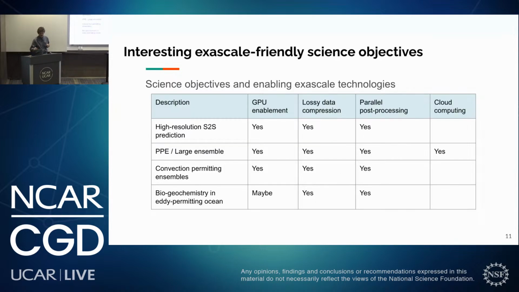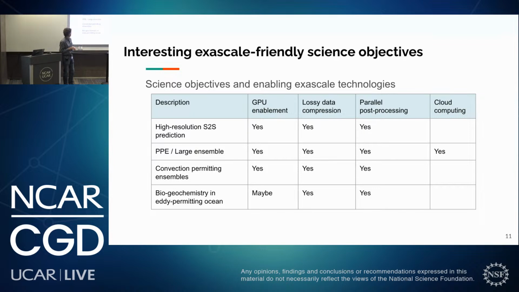So that's interesting science. Here are some of the science objectives that we thought were interesting. The high resolution seasonal to sub-seasonal prediction capability. This was described by Jager Richter a couple of months ago in a nice talk. This could benefit from GPU enablement, lossy data compression, and parallel post-processing.